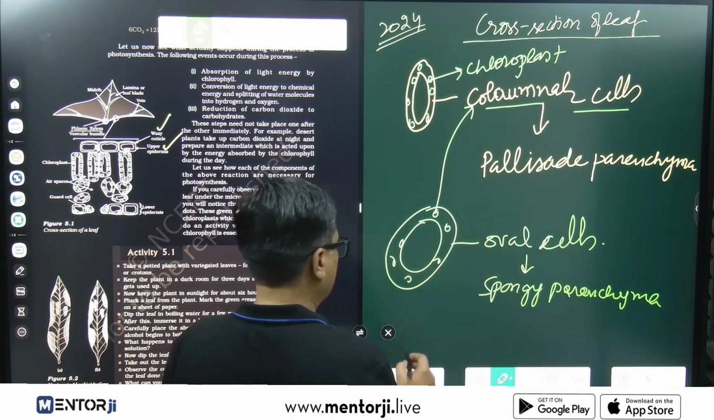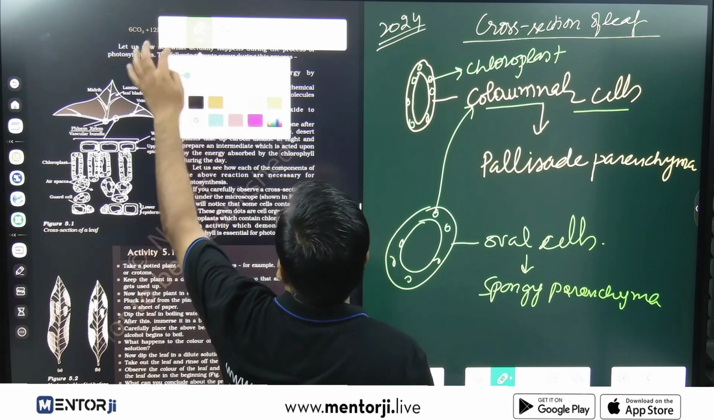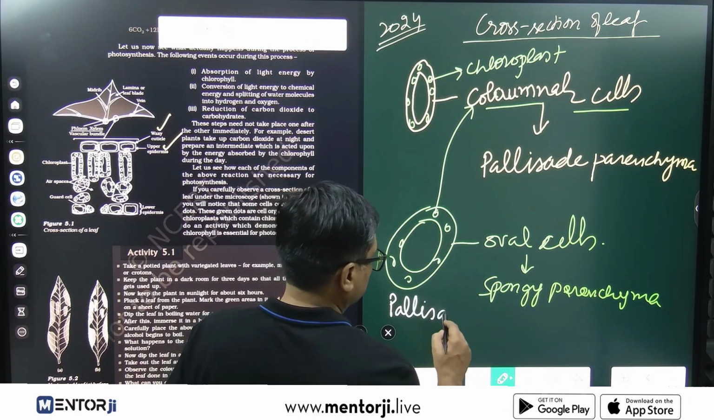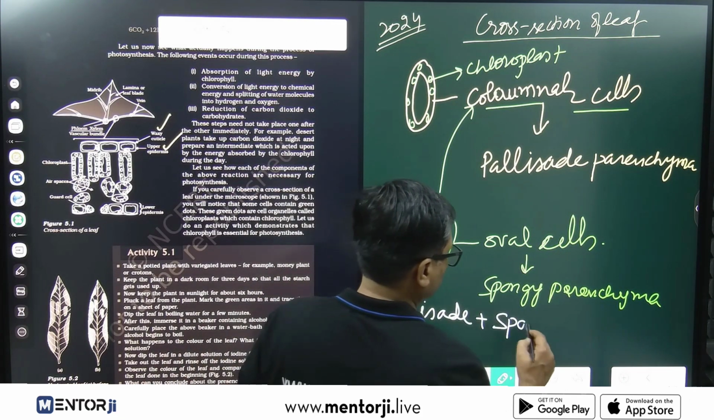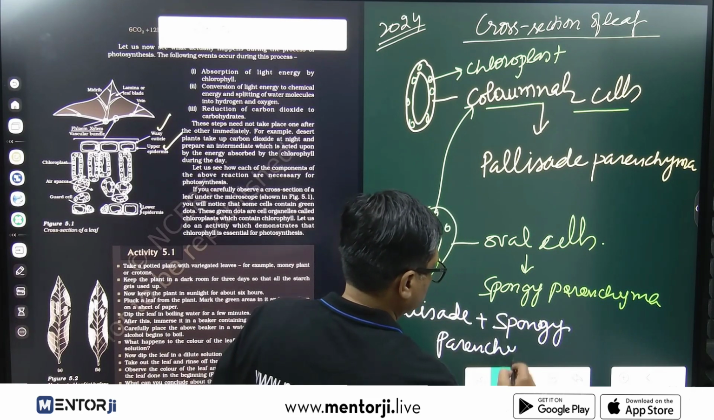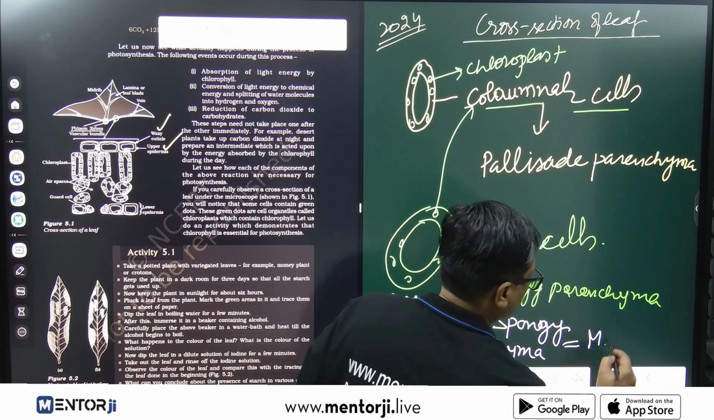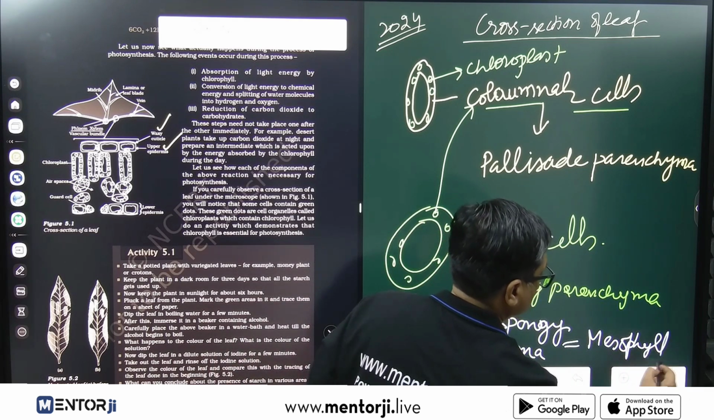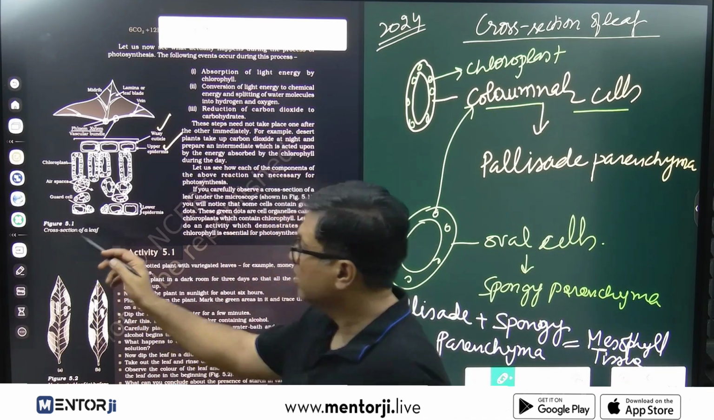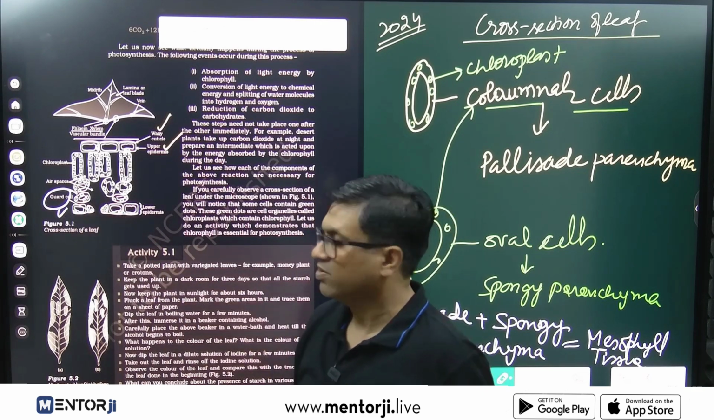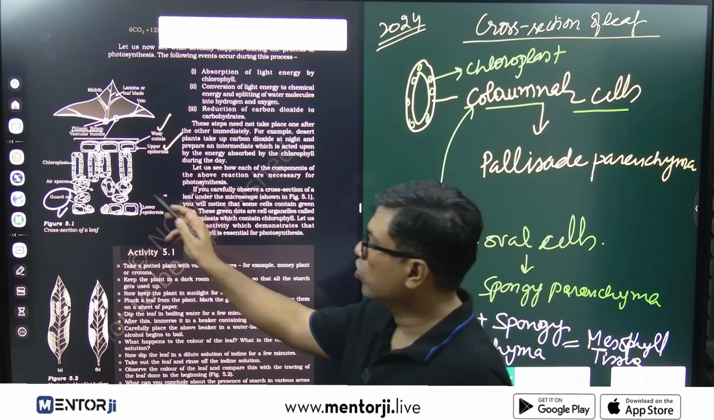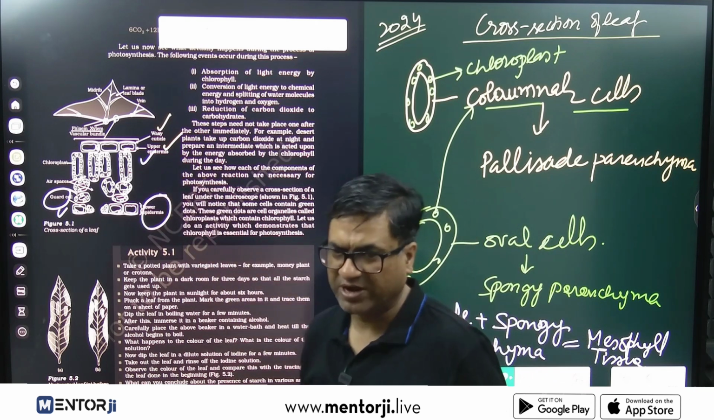And total means, if we palisade plus spongy parenchyma, total is named as mesophyll tissue. Here you also see that there is guard cells, but these guard cells, stomata, only you see in the lower epidermis, not in the upper epidermis.